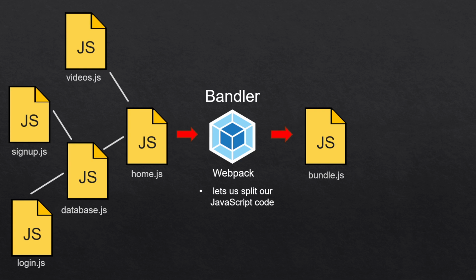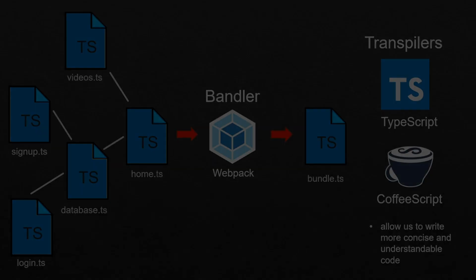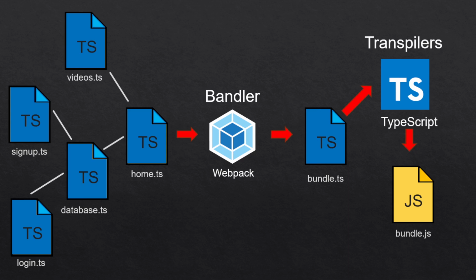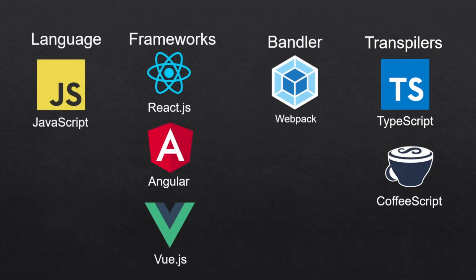Another tool that we use is called a transpiler. The most popular ones are TypeScript and CoffeeScript. So, what is that? As we discussed earlier, JavaScript is not the most convenient programming language. So, programmers have come up with these ones to make their lives easier. Transpilers allow developers to write more concise and understandable code. And when the code is written, a transpiler converts it into normal JavaScript because browsers like Google Chrome can only understand normal JavaScript. So, those are the major technologies in the JavaScript world.